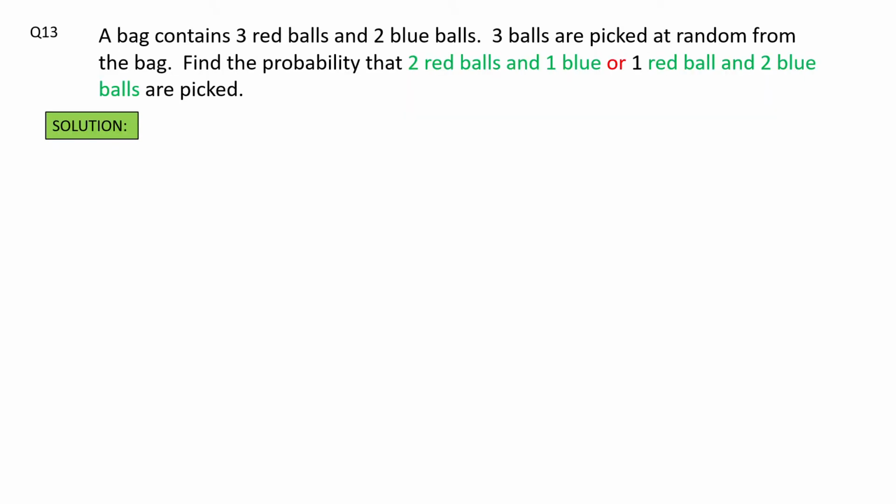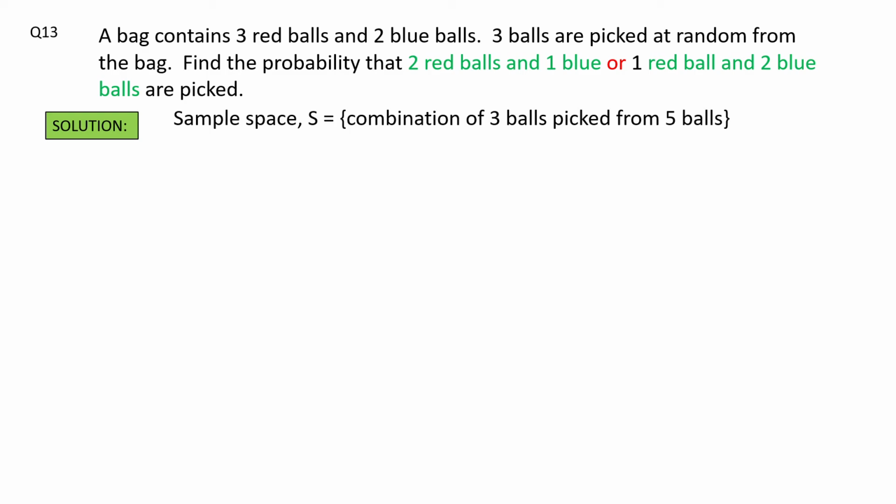Question 13. A bag contains 3 red balls and 2 blue balls. 3 balls are picked at random from the bag. Find the probability that 2 red balls and 1 blue ball, or 1 red ball and 2 blue balls, are picked.